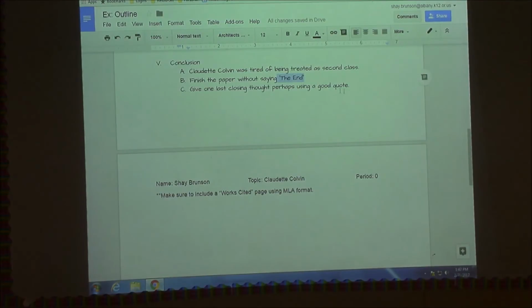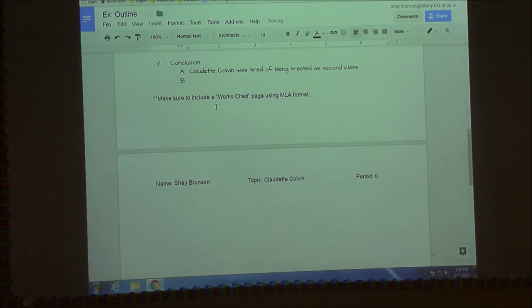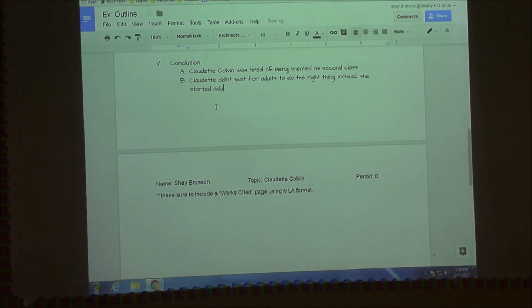Finish the paper without saying the end. Give one last closing thought, perhaps a good quote. How about something like, maybe some good ending quote. Do you have a favorite quote from Claudette Colvin that we could use?